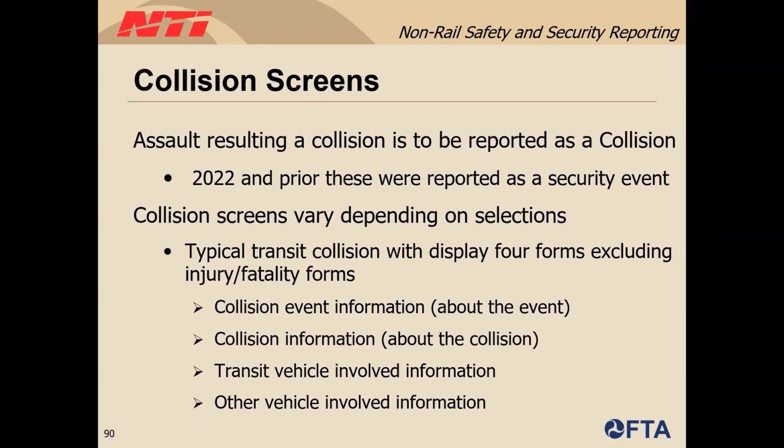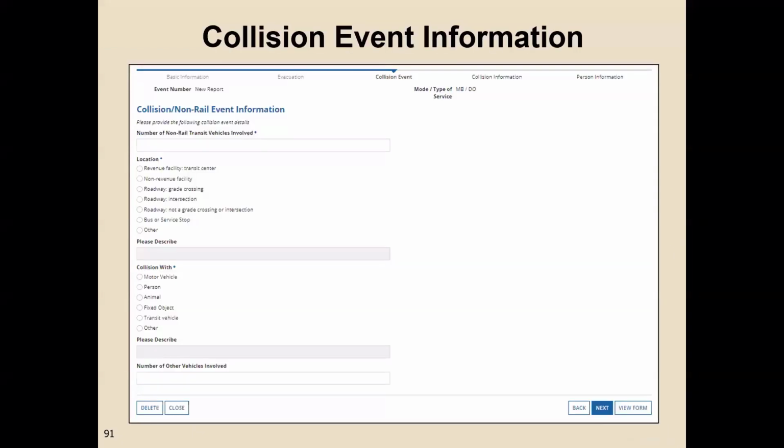The collision screens will vary slightly depending on the selection on setup screen 2. Typically, there are 4 screens or subforms that may appear when reporting a transit collision: the collision event information screen, the collision information screen, the transit vehicle involved information screen, and if applicable, the other vehicle involved information screen. This is a snapshot of the collision event screen for non-rail modes.